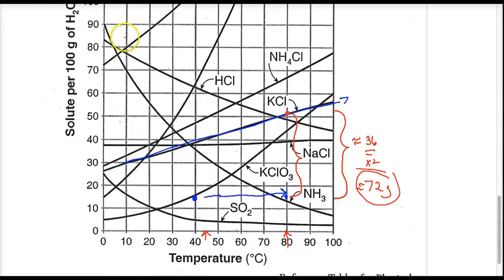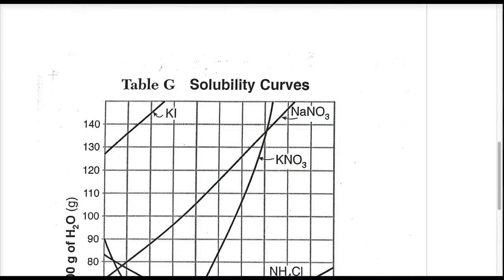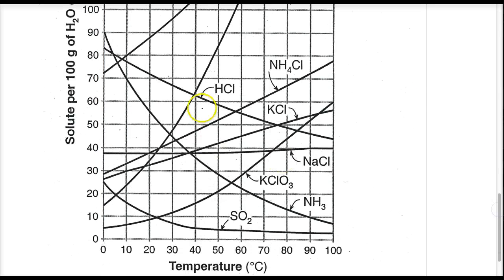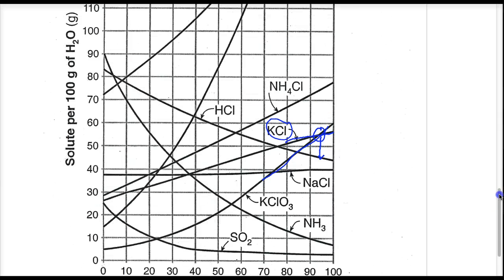Well, let's go back to a fresh chart here. So I've got KClO3 and potassium chloride. Here's my KCl line, and my potassium chlorate line is here. And they're going to cross paths right here. So this is my potassium chlorate solubility curve, and this is my KCl function. They cross right around here. So I'm about 94, 95. So it's about 94.